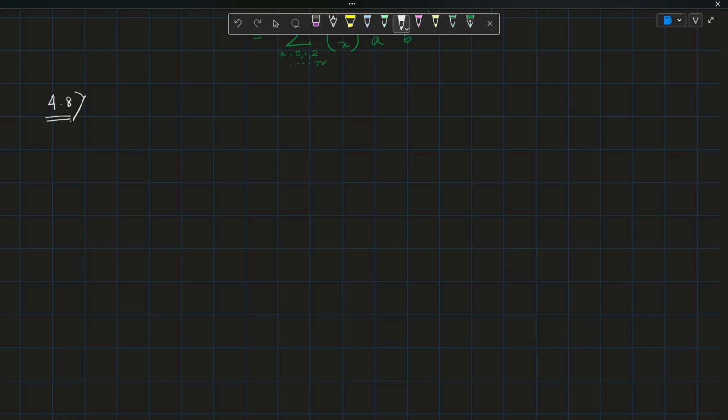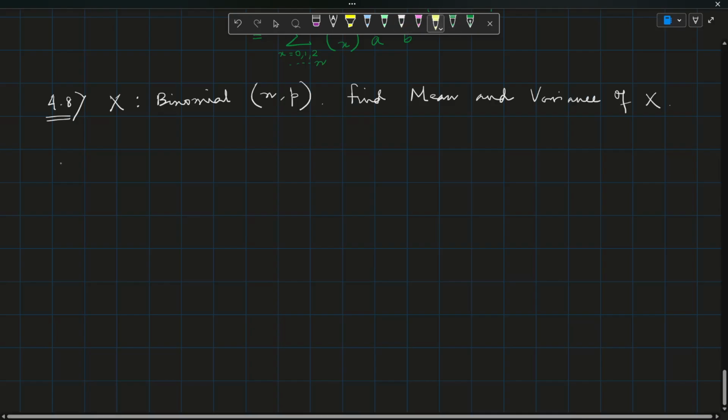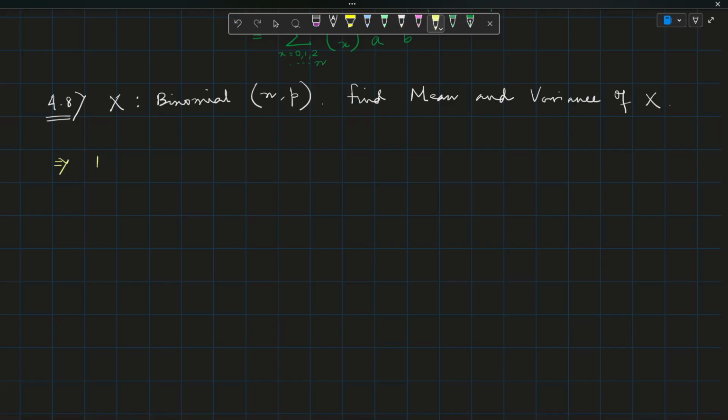Let's continue to problem 4.8, where X is a random variable following a binomial distribution with parameters n and p. Find the mean and variance of X. Let's start with the mean.